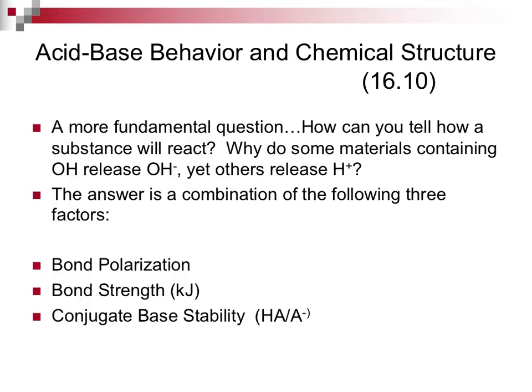Many of you are wondering, how can I tell what will happen? Well, here's the explanation we give in Chemistry 1220. Best I can say for you is there are three factors. The first one is bond polarization, the second one is bond strength, and the third is conjugate acid-base stability. All right, that's really the best I can do.